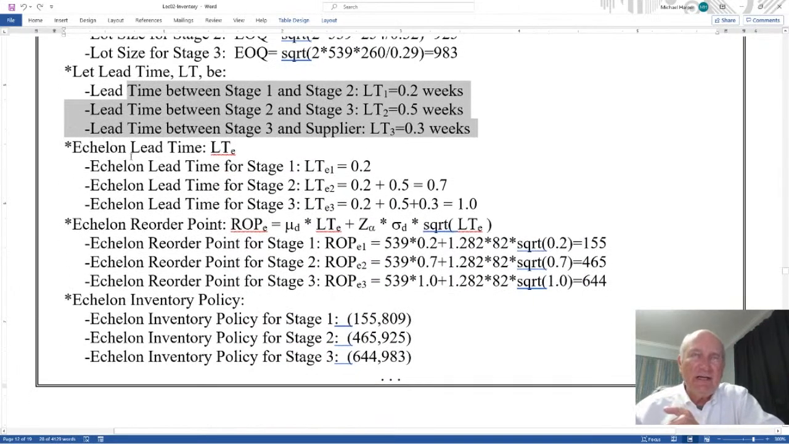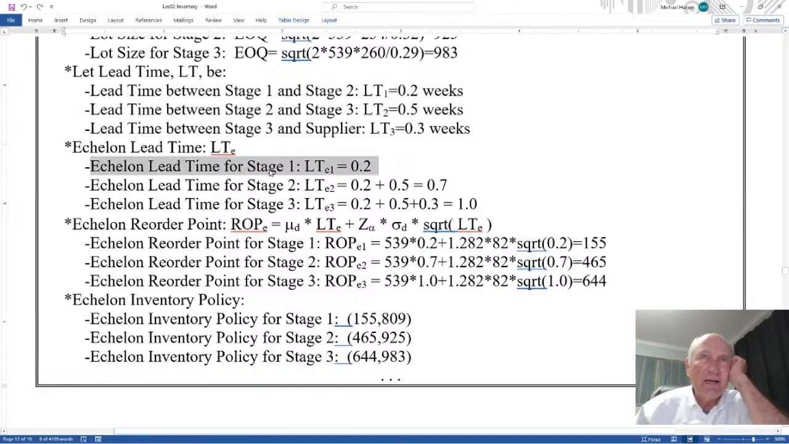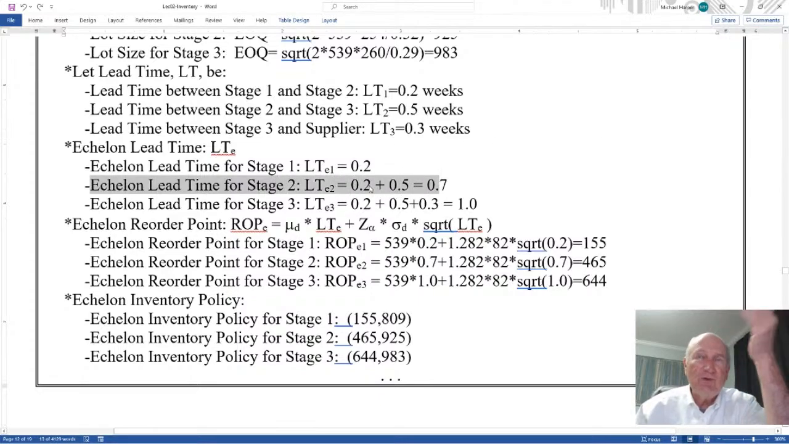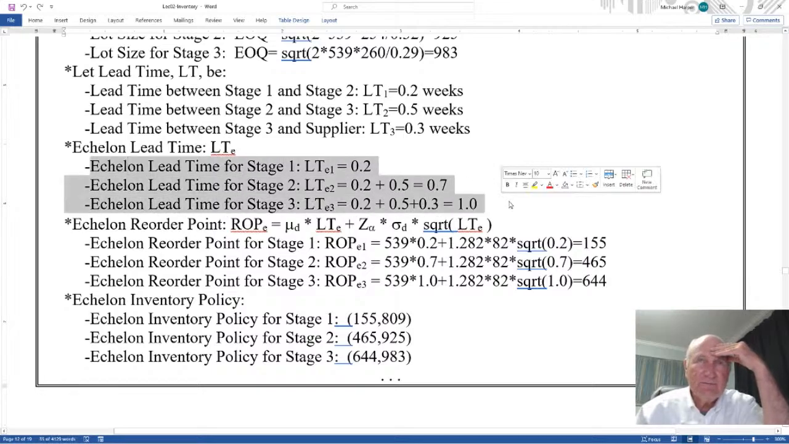But then the echelon lead time for a stage is the lead time of that stage plus all downstream. So for stage 1, which is all the way down at the end of the supply chain, it's just the lead time. But for stage 2, it's the lead time 0.5 plus the downstream. You accumulate the downstream lead time with your lead time. For stage 3, your lead time is 0.3 plus the downstream lead time of the 2 downstream. So these are called downstream echelon lead times.